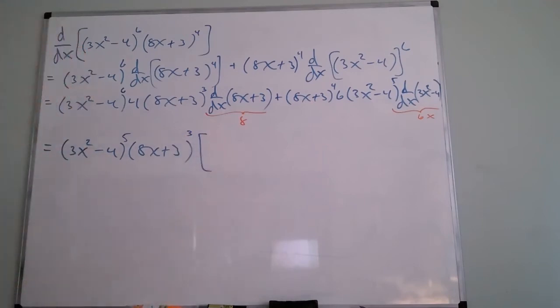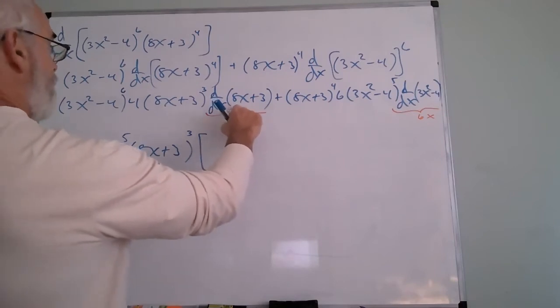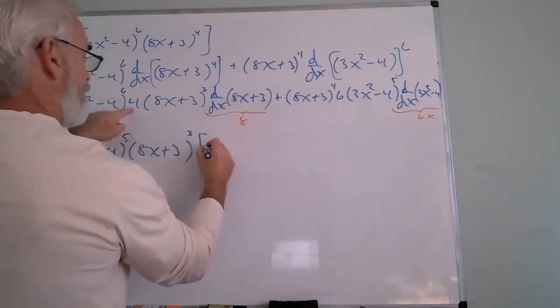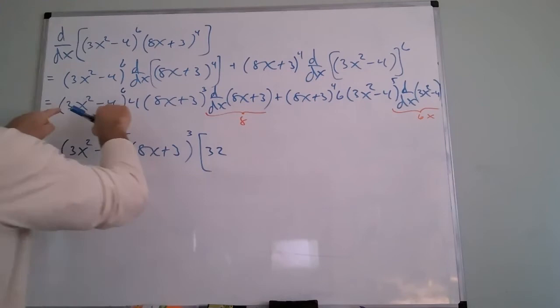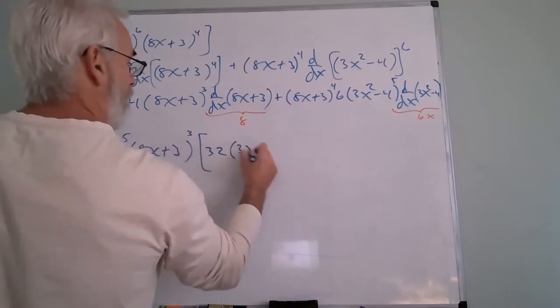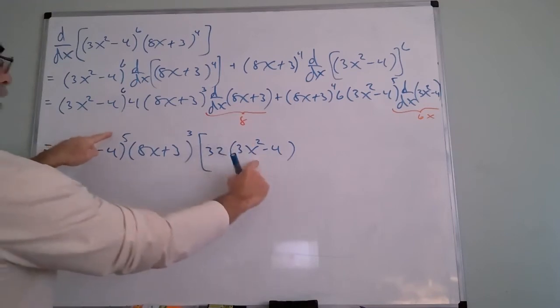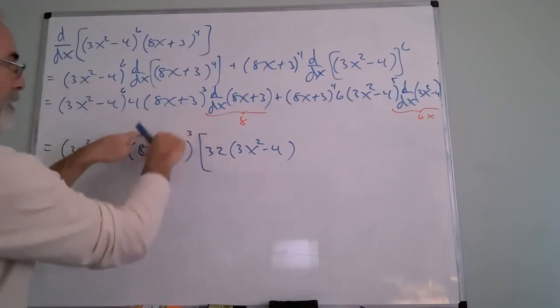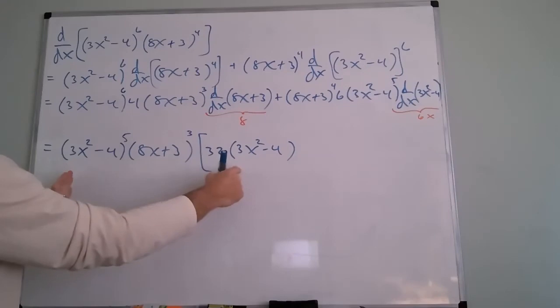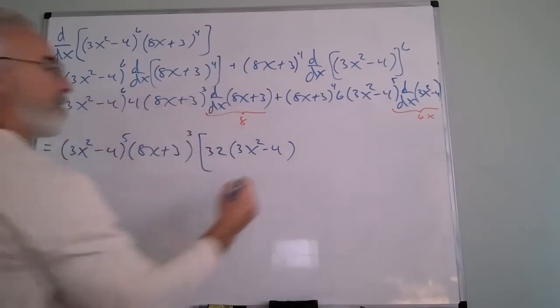And now what will that leave me with? Well, I've got an 8 times a 4, that's 32. And 1 factor of 3x squared minus 4. 1 factor, because I've already got 5 of them here, or that one there, there's my 6. I already pulled all of this out. So I'm done with the left side.